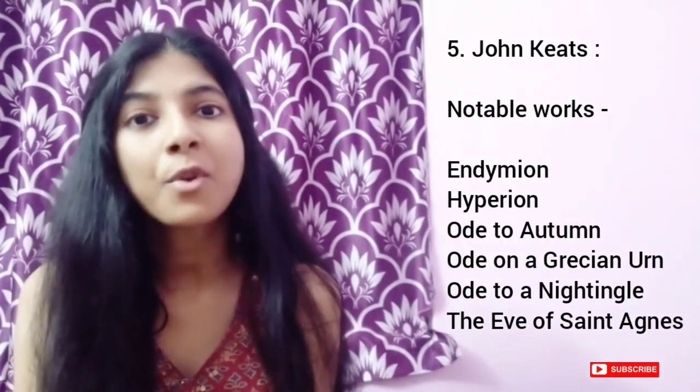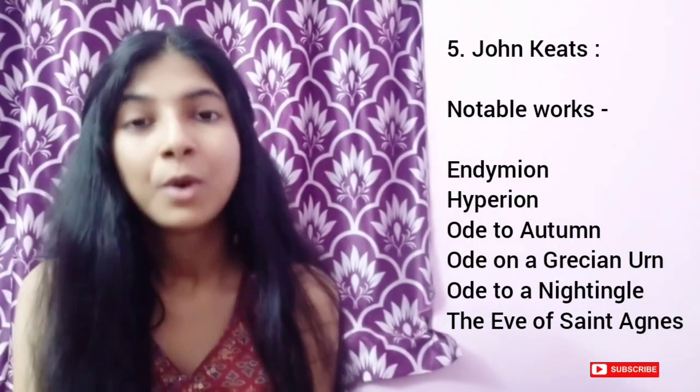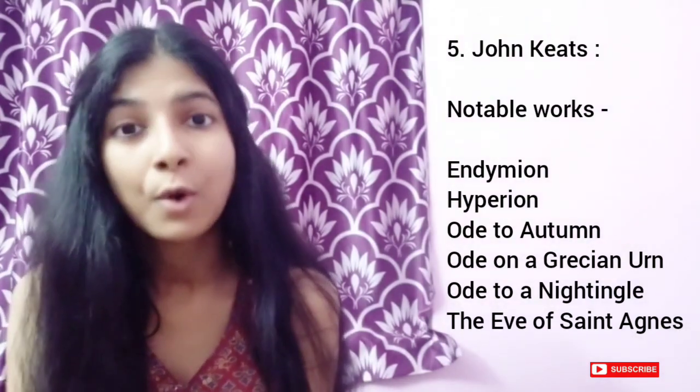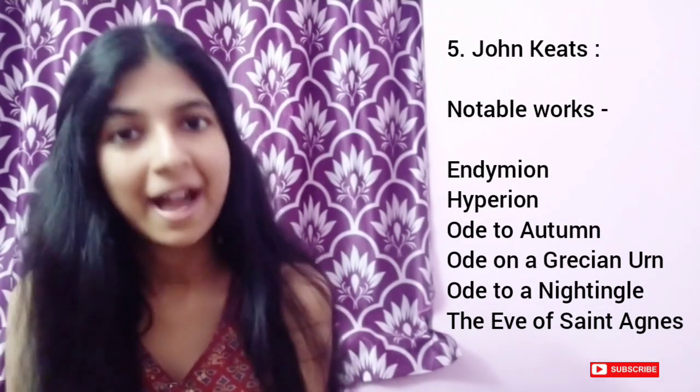Then we have John Keats. His most prominent works are Endymion, Hyperion, Ode to Autumn, Ode to a Nightingale, Ode on a Grecian Urn, and Eve of Saint Agnes. So these are the popular poets of the Romantic Age.